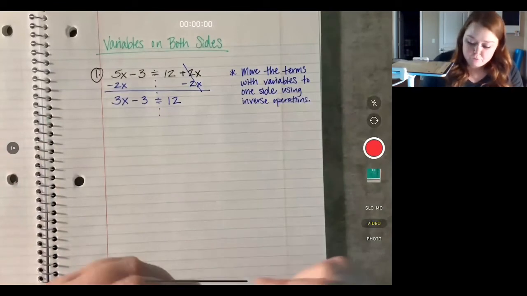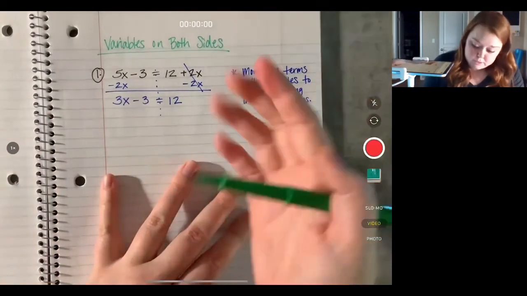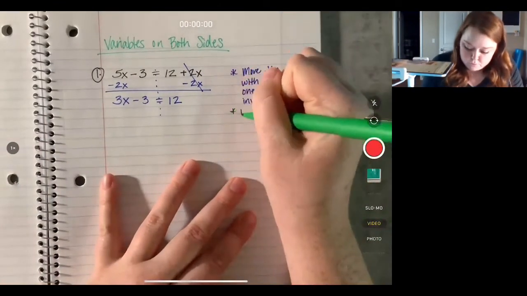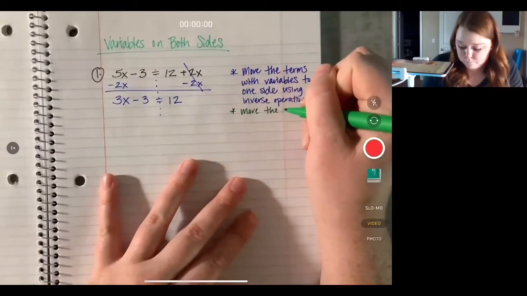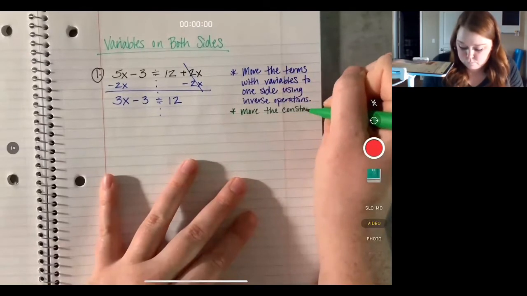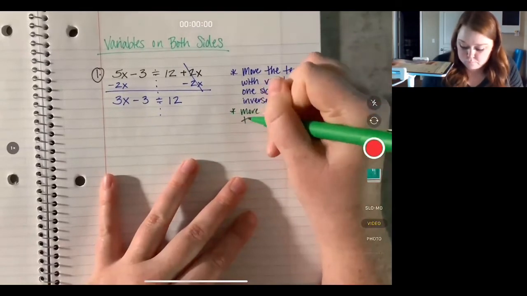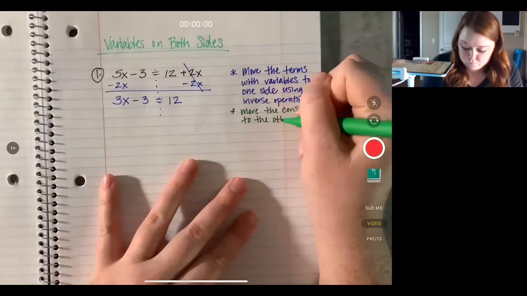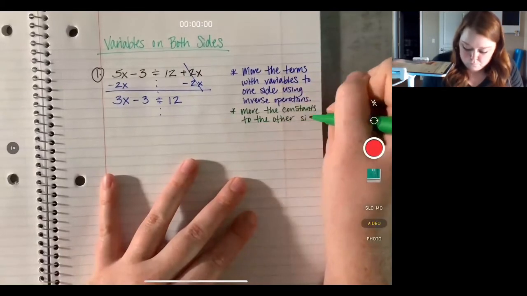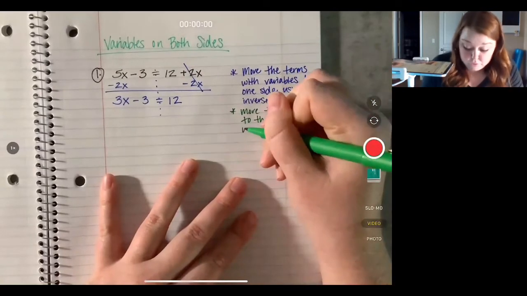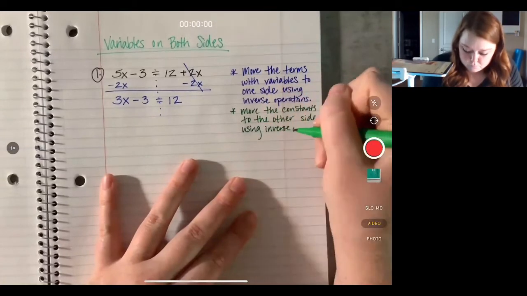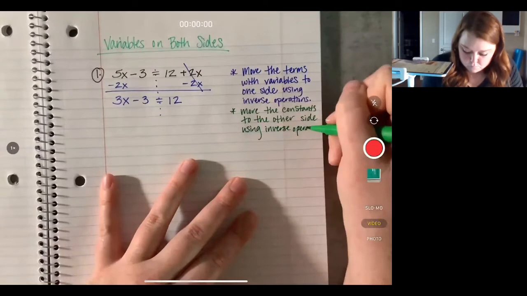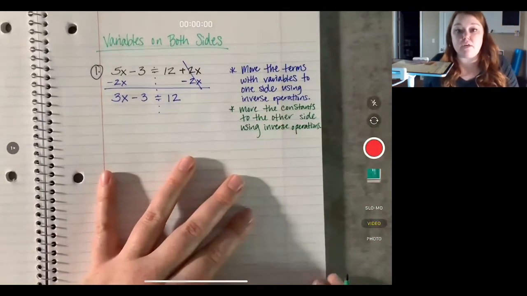And then after you move the terms with variables to one side, you're going to move the constants to the other side, using inverse operations. Sorry for my messy handwriting.